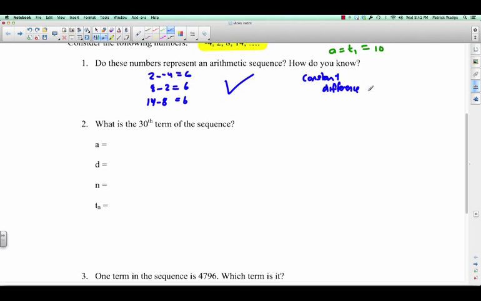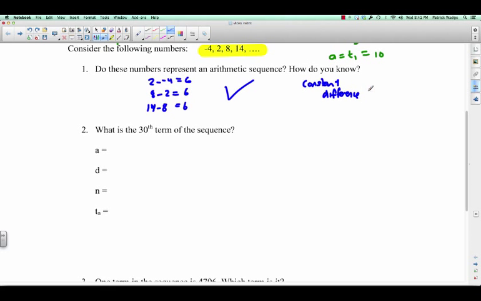Great. Next one, what's the 30th term of this sequence? We don't know the 30th term. We only know the first four terms. But there is a 30th term, because look, it goes on forever. So the first thing I advise you to do with these questions is write down what you know. Do you know A, the first term? Yeah, we know the first term. It's -4. Do you know D, what the difference is? Yeah, we just figured that out. The difference every time is 6.